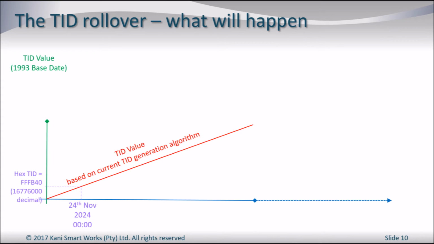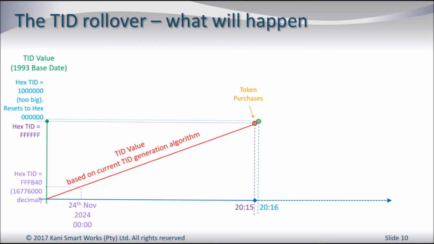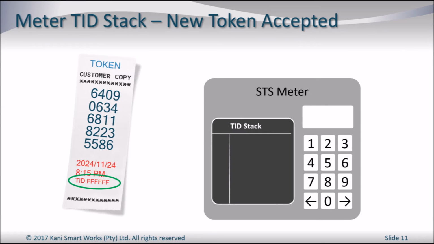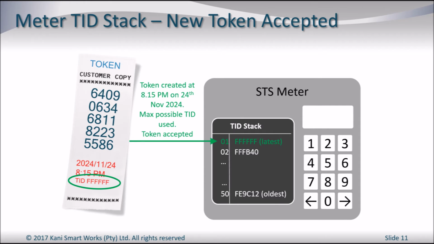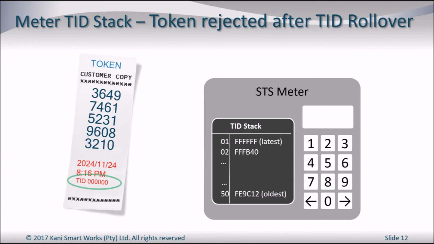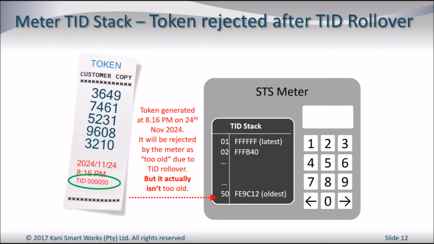Zooming in on the TID rollover date, we can see that the token generated at 8:15 on the 24th November will use the maximum TID value, after which a token generated 1 minute later will use the TID value of 0 because the number has exceeded the 6 hexadecimal digits. The meter will accept the token generated at 8:15 p.m. with the 6F digits, but unfortunately the next token generated at 8:16 p.m. will be regarded as being too old because it will be older than the oldest token that is in the STS meter's TID stack.